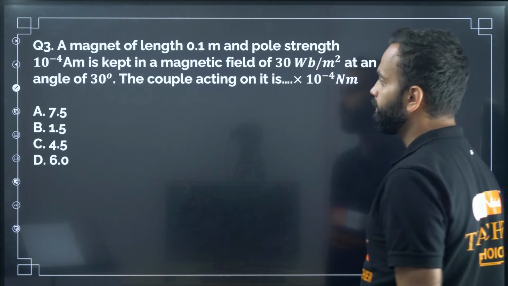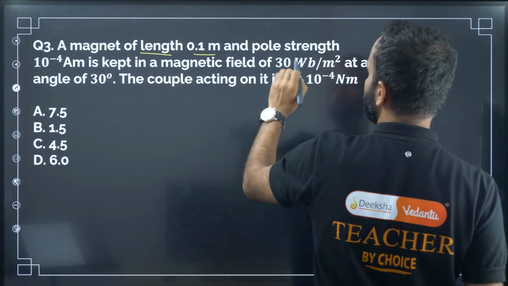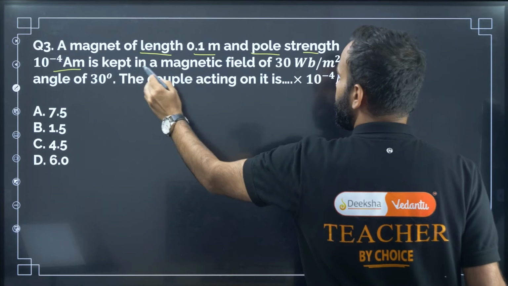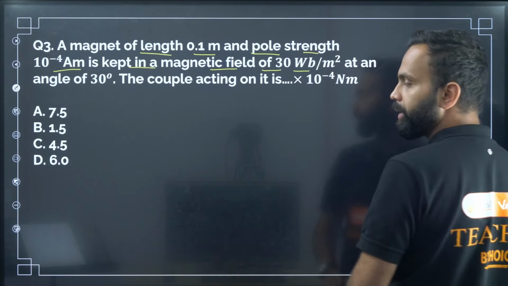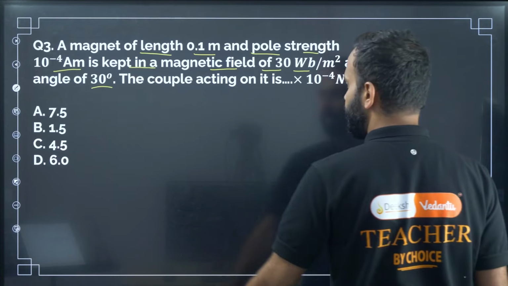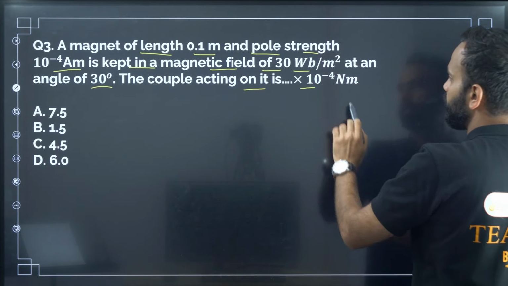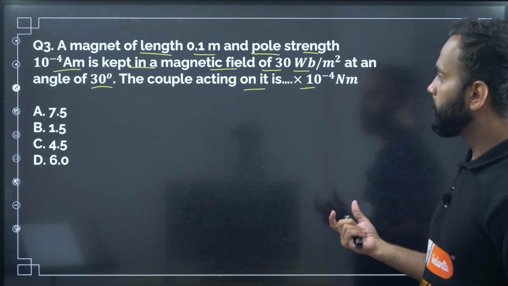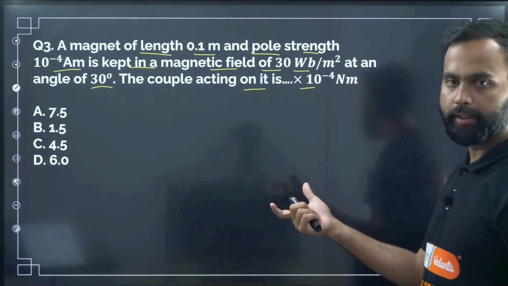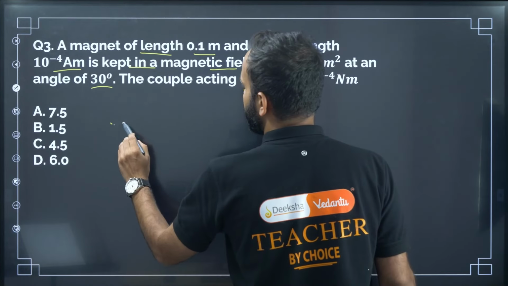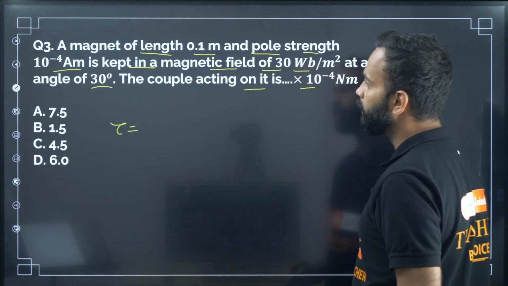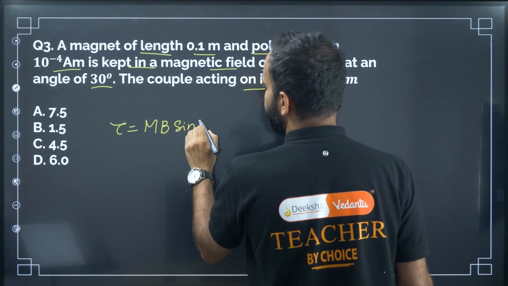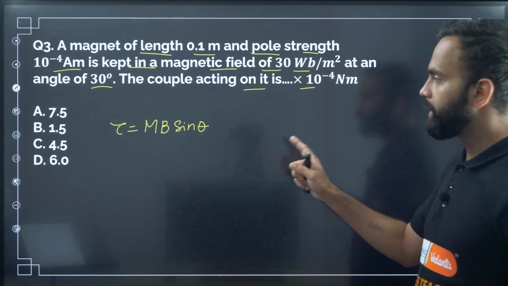Question number 3. A magnet of length 0.1 meter and pole of strength 10 to the power minus 4 ampere meter is kept in a magnetic field of 30 Weber per meter square at an angle of 30 degree. The couple acting on it is dash into 10 to the power minus 4 Newton meter. The pole strength and the length of the magnet are given. So the couple acting on the magnet is equal to magnetic moment into B into sine theta, where theta is the angle between magnetic moment and B.